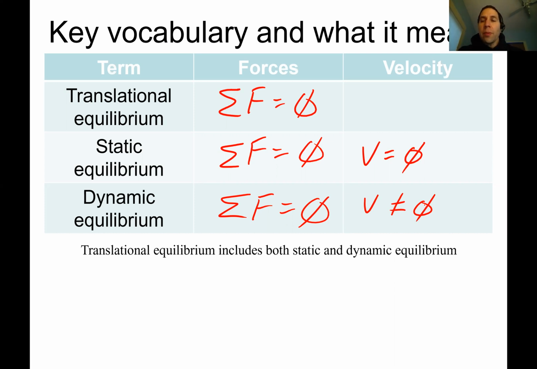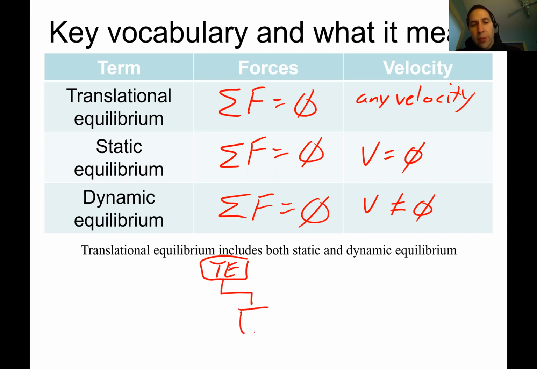And then translational equilibrium is kind of the umbrella of the two. If something is in static equilibrium, it's also going to be in translational equilibrium. If something is in dynamic equilibrium, it's also in translational equilibrium because translational equilibrium means any velocity. So as long as the sum of the forces is 0, an object can have any velocity and we can say it's in translational equilibrium. Another way to think about it is that translational equilibrium is like the parent category, and underneath it, it has two more specialized subcategories. One would be static equilibrium, and the other would be dynamic equilibrium.